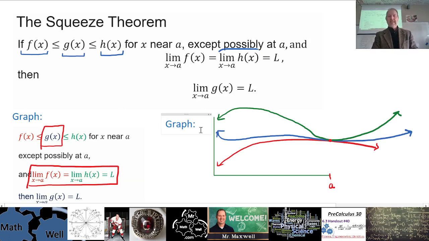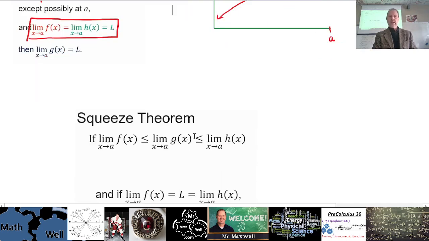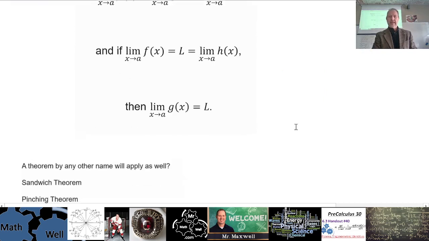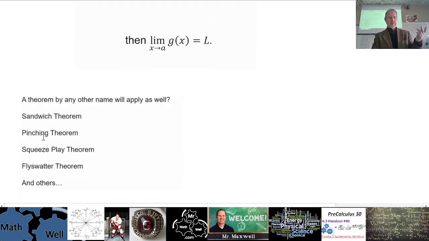And you will find that it's not that difficult to try to isolate a function, g of x, and create a g of x that will be able to find a limit indirectly. So let's move on. So here it is again, and it's also called a few other names, which I think you have in your notes there.